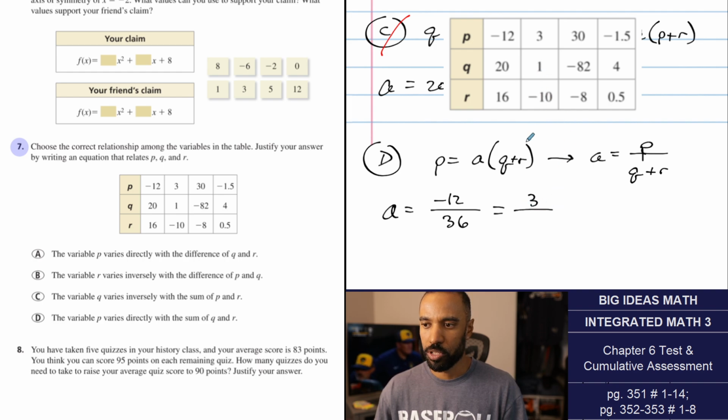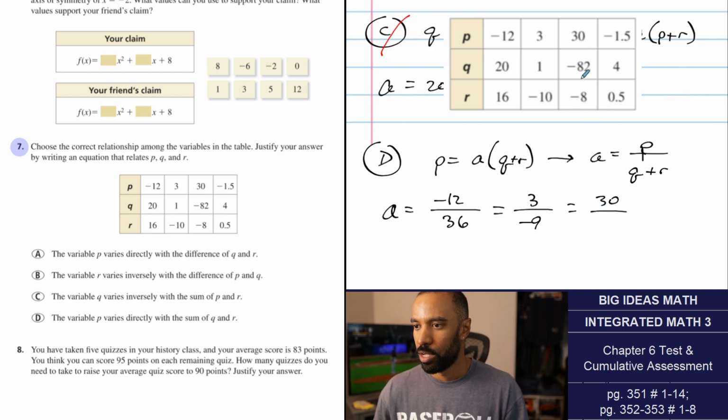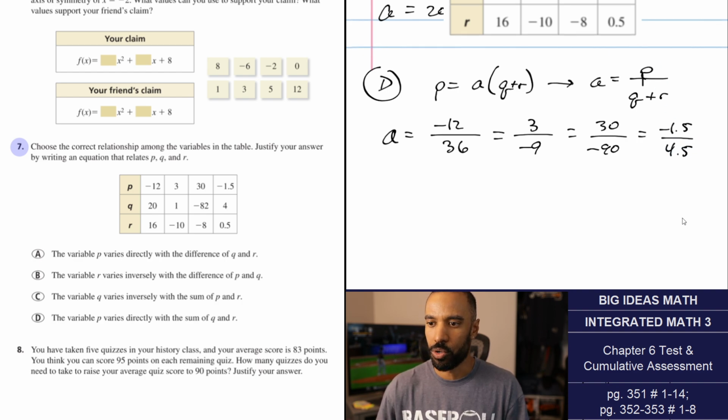Let's try the next one. P over Q plus R. 1 minus 10 is negative 9. That's also negative 1/3, so that seems to work. This is probably right. So P, 30, over Q plus R, that's negative 90. That's also negative 1/3. And negative 1.5, P over Q plus R, 4.5. That's also negative 1/3. So cool. So A is negative 1/3.